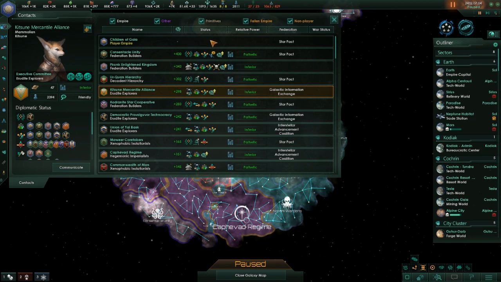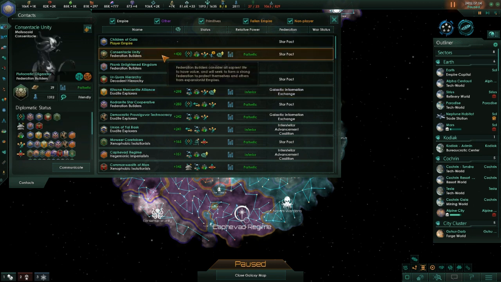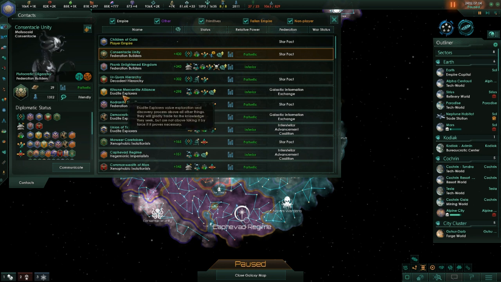Now, you can see here, status. This is a quick overview of what in the world they have. The Consentient Unity is currently, I'm in a federation with them, we have a research agreement, we have a migration treaty, we have favors to collect from them, and they are improving our relations. So they have a diplomat in my system making sure that everybody stays happy. So this is a quick way to see what's going on. Now, let's communicate with these guys right here.